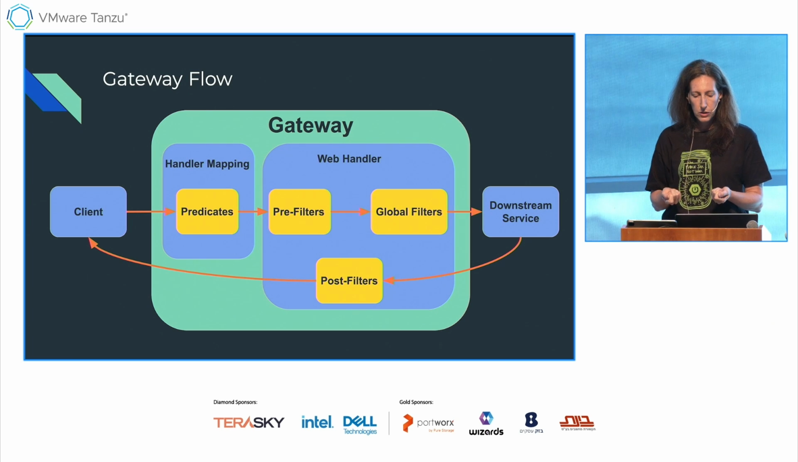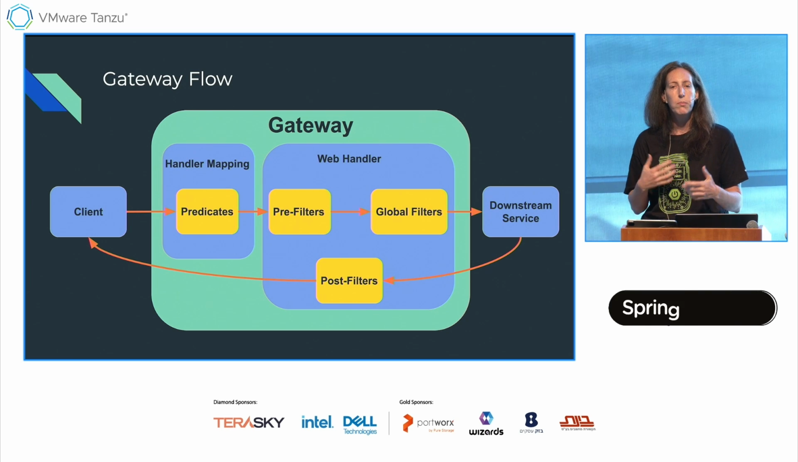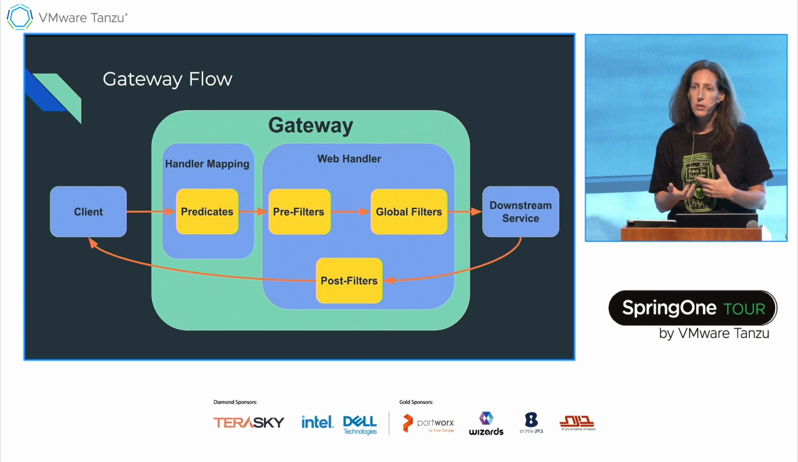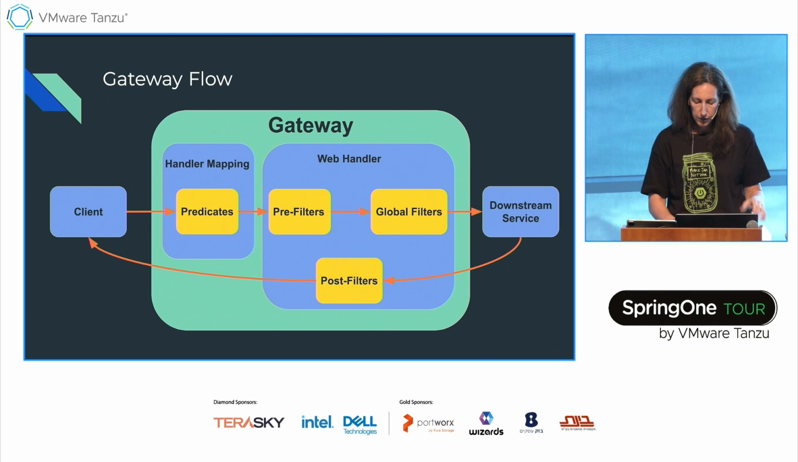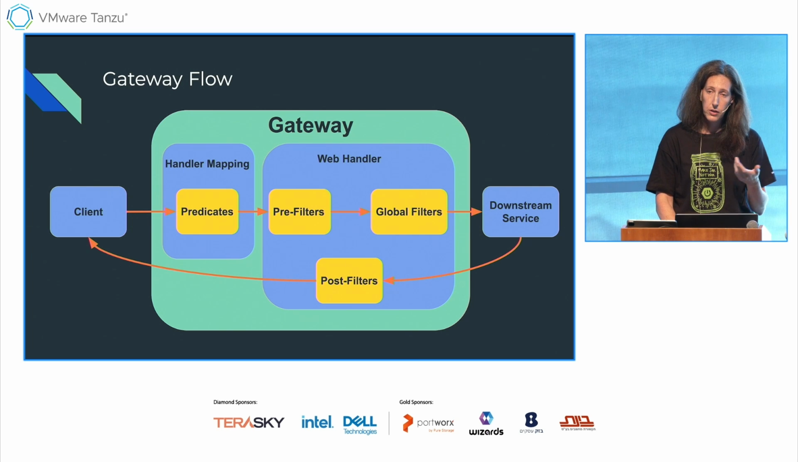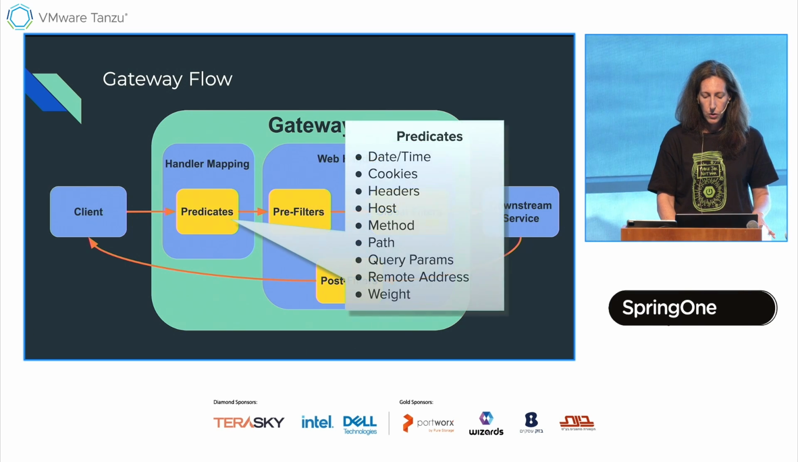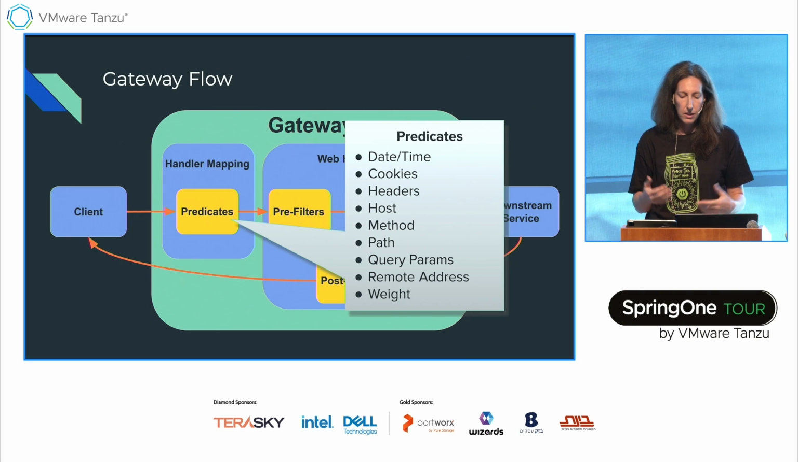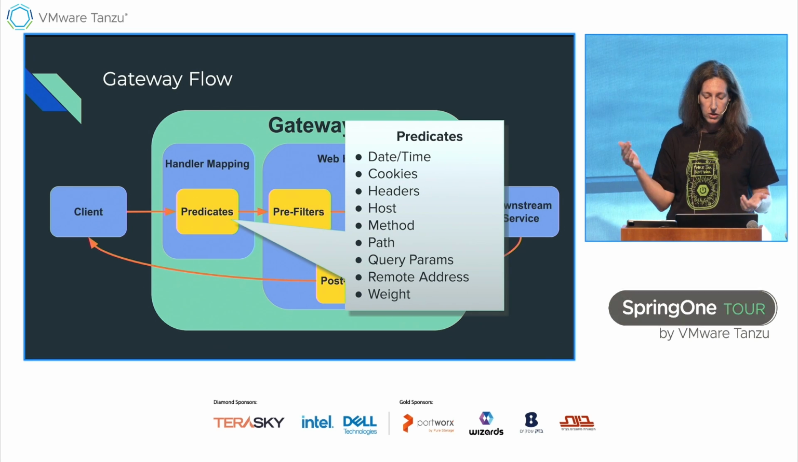Once a request comes into the gateway, you also may want to modify it before you send it to a backend service, and you can do that using filters. There's all kinds of filters. And again, you can also modify the response.